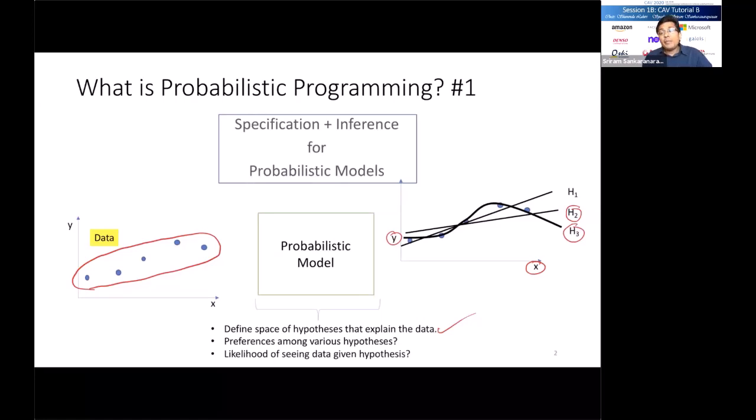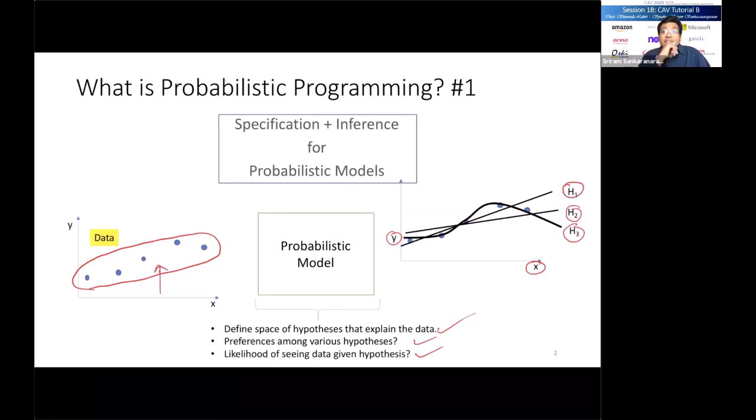Okay, but that's not sufficient. You need to tell me a way to say which hypotheses you prefer against which other hypotheses. After all, if you don't have a preference, then there are infinitely many incompatible hypotheses that could be equally good or equally bad. And last but not least, you need a way to say what's the likelihood that if H1 were the true hypothesis, I would actually see this data.